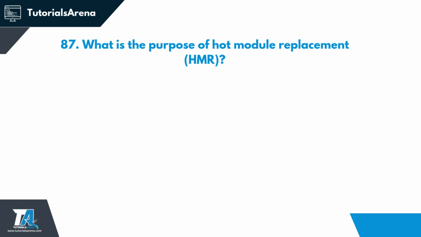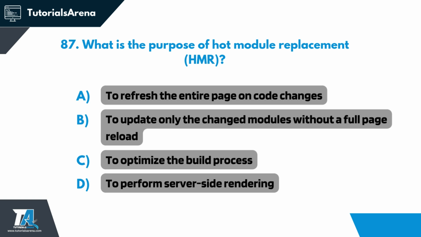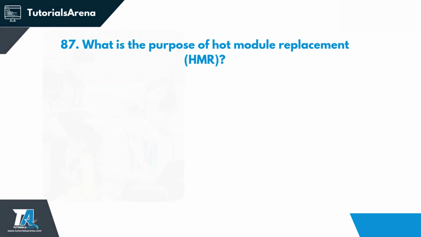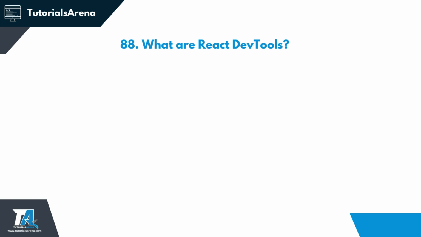Question 87. What is the purpose of hot module replacement, HMR? The options are option A, to refresh the entire page on code changes. Option B, to update only the changed modules without a full page reload. Option C, to optimize the build process. Option D, to perform server-side rendering. The correct answer is option B, to update only the changed modules without a full page reload. Moving on to the next question.